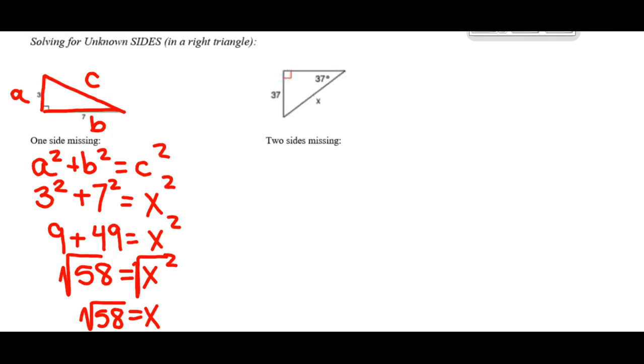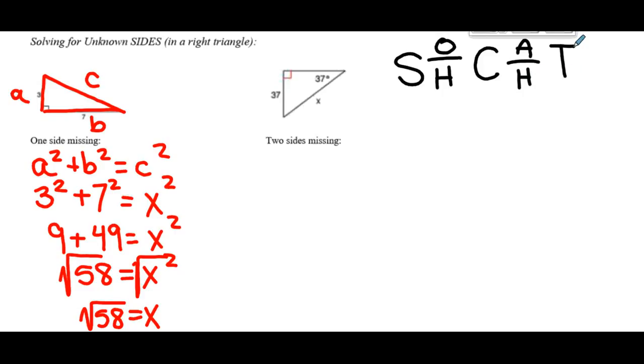However, when we are working with a right triangle and we are missing two side lengths and we want to solve for a side length, we need to use trigonometry. In prior lessons, we talked about the trig functions, sine, cosine, and tangent. For example, sine is represented by the opposite over the hypotenuse. Cosine is represented by the adjacent over the hypotenuse. And tangent ratio is represented by the opposite over adjacent.